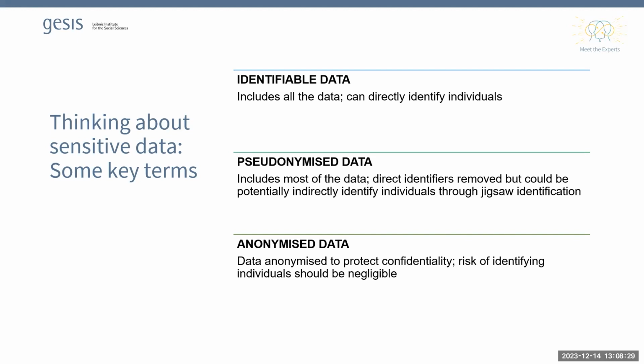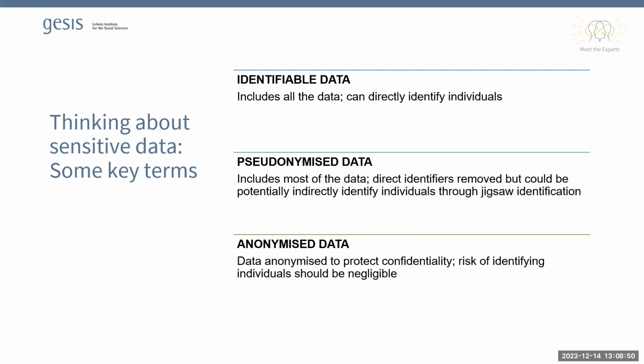And then we have, at the opposite end, anonymized data. This is data which has had sufficient information taken out of it to ensure that there is no risk, or at least a negligible risk, of an individual being identified.